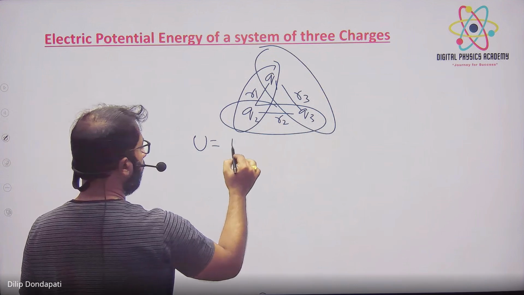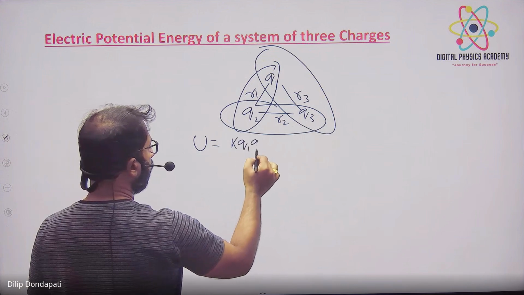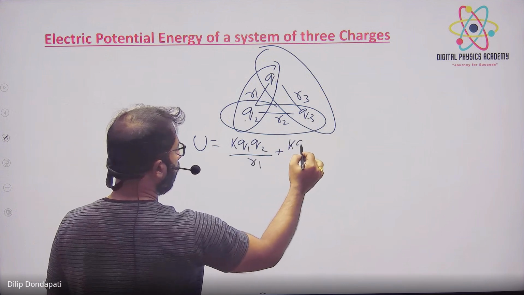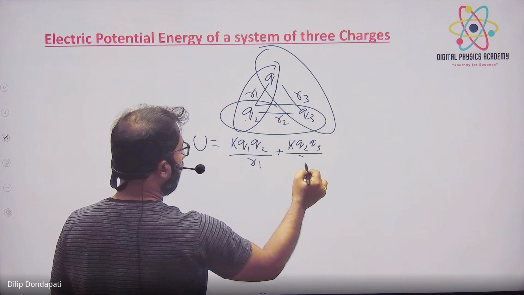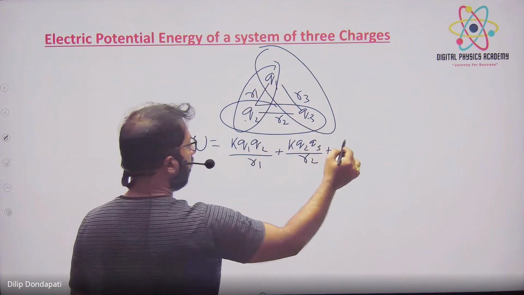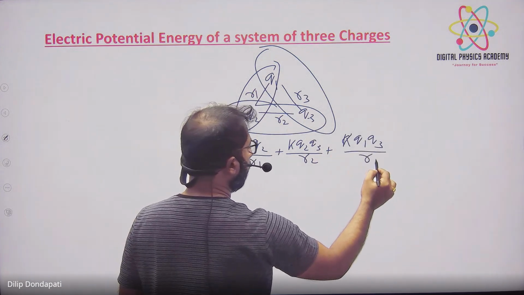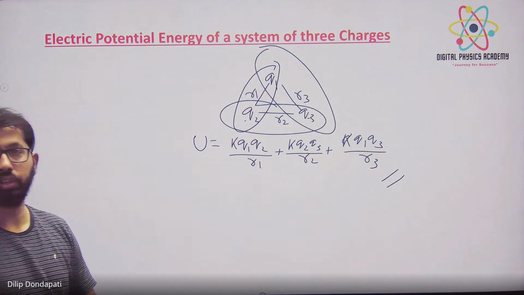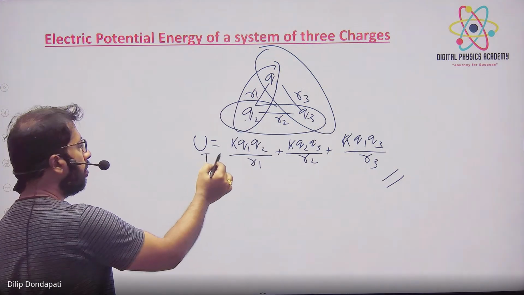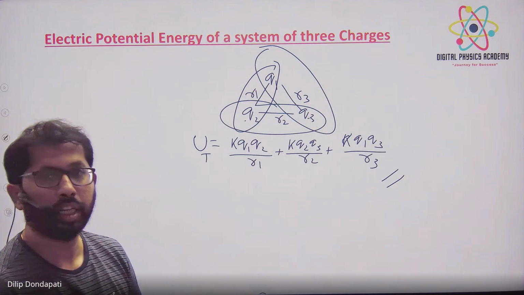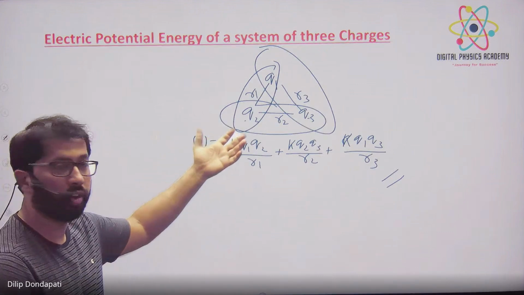So what is the first one? K Q1 Q2 by R1 plus K Q2 Q3 by R2 plus K Q1 Q3 by R3. This is the total potential energy of the system. We are going to do numericals on this. So as many configurations as there are, that many potential energies you have to add.